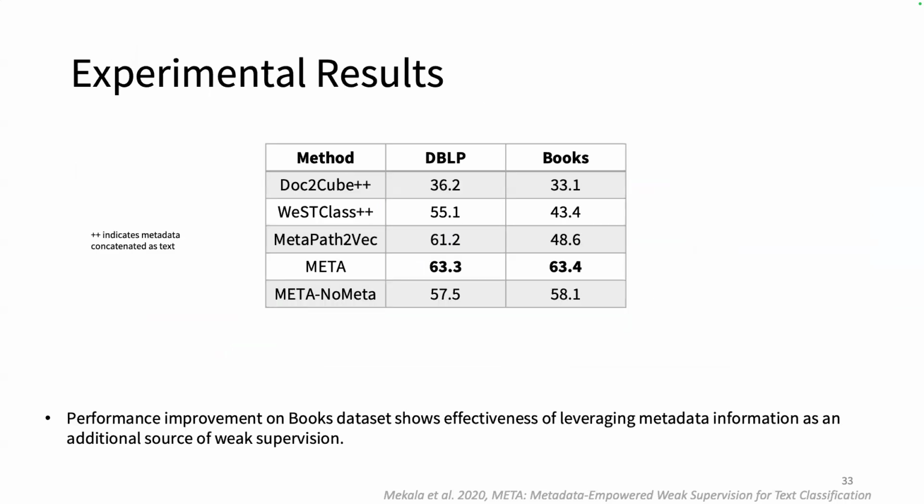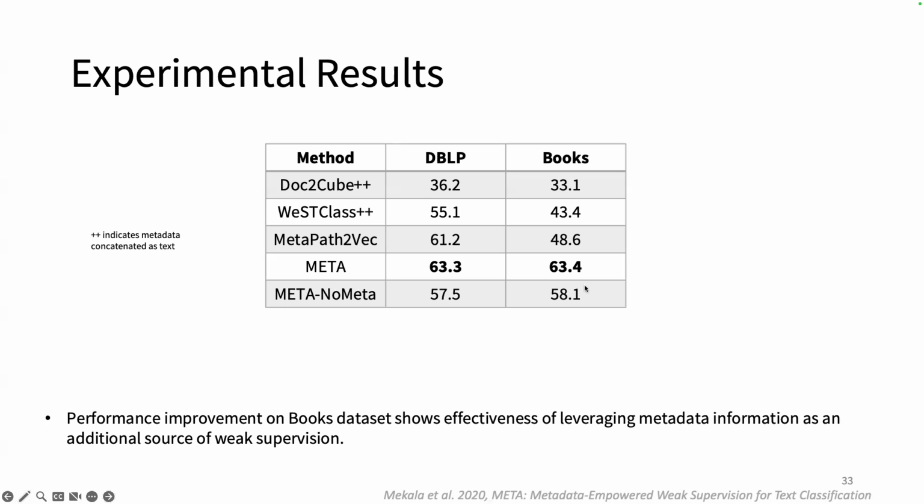To show the experimental results, we compare with other metadata considering frameworks like MetaPath2Vec and also the text-based ones. We concatenate metadata as text in the baselines, such as WeSTClass plus, and we observe significant improvement in the books dataset, specifically where the text is short. For the books dataset, the text is short, but the metadata is extensive. So in this dataset, we can see that the performance improvement is much more significant compared to the baselines, because a very important signal is obtained from the metadata rather than the text.